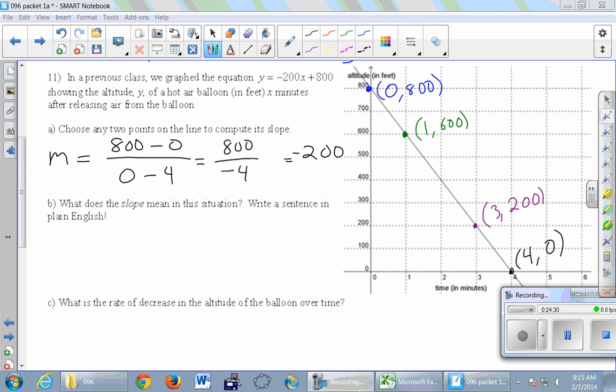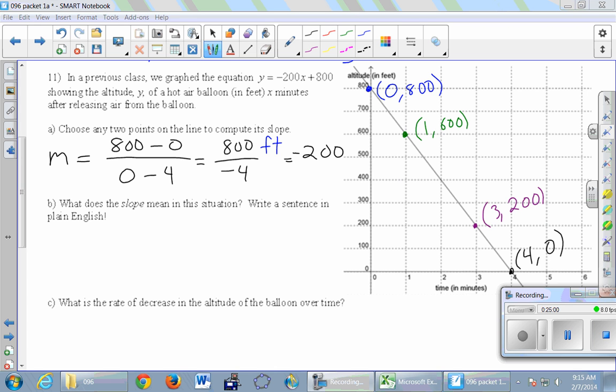All right, so let's talk about what this negative 200 means. In order to get my hands on what the interpretation is, I think writing units helps a lot. So that 800 and that 0, the 800 for me up on top. What were the units? 800 was feet, right? It was the y coordinate, which was the altitude. So this 800 up here is feet. Now you might have a different number up there, but whatever you have, it was a distance in feet. It was a change in feet.